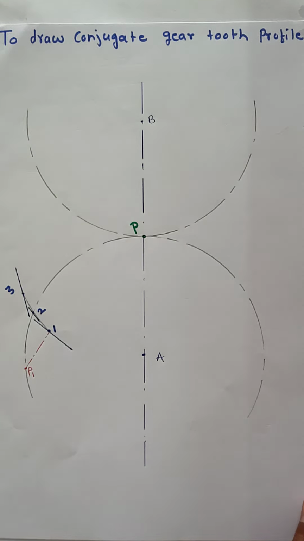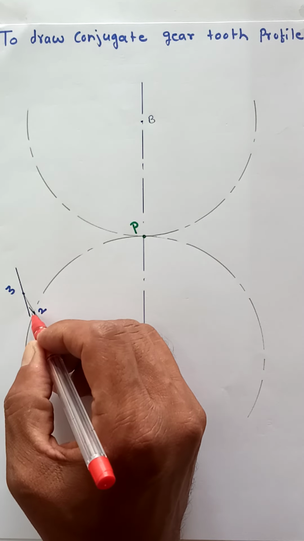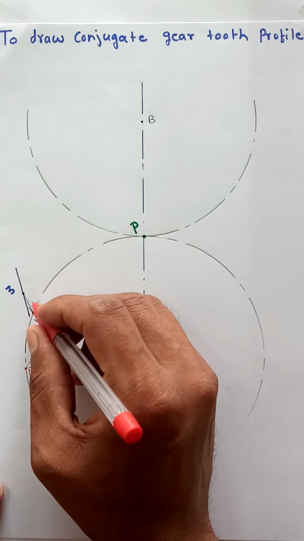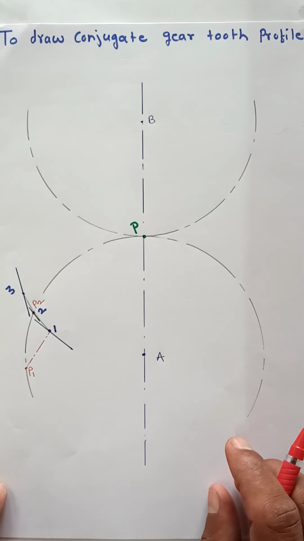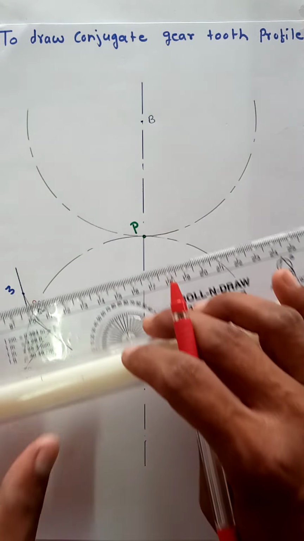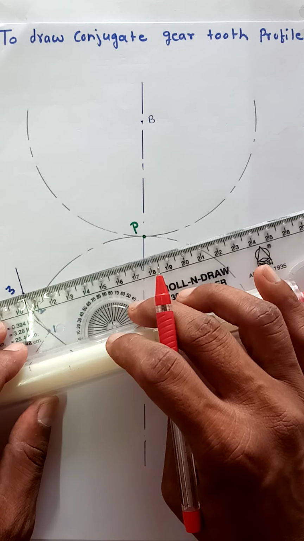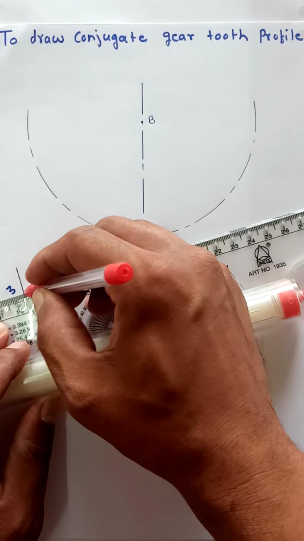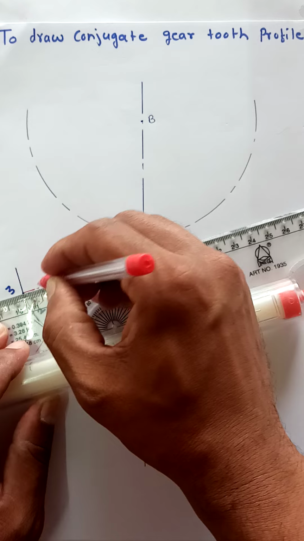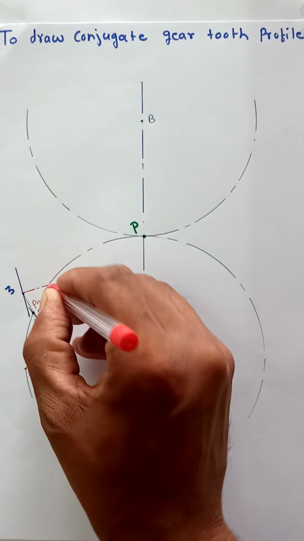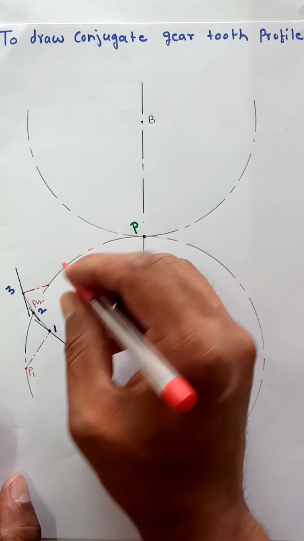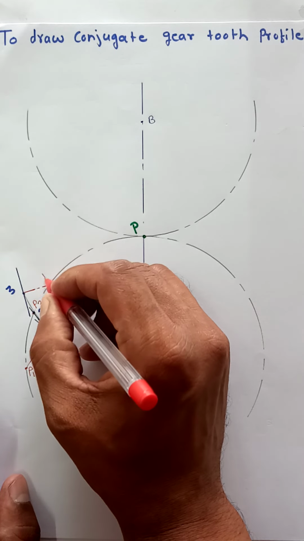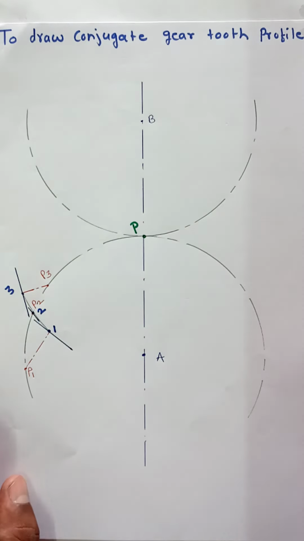Now the normal at 2 will intersect the pitch circle at the same point. We'll name that point as point P2. Now the next normal will be the normal to tangent number 3. Now I'm drawing the normal to tangent 3, and let us consider this point of intersection of this normal with the pitch circle 1 as point P3.